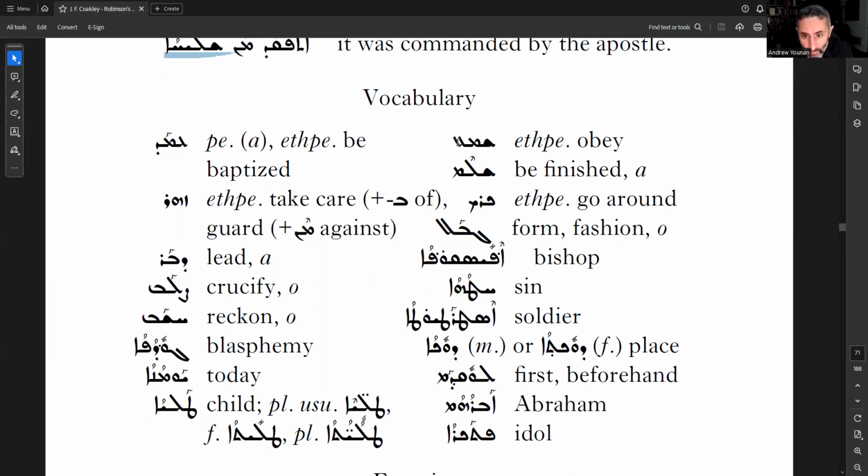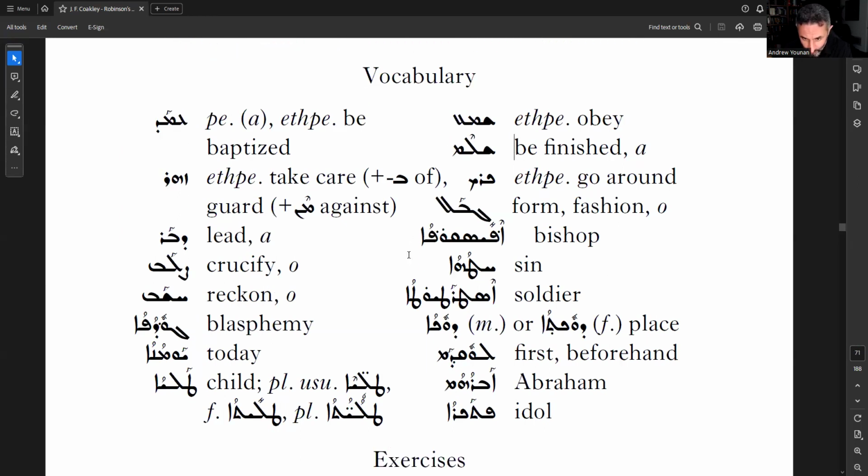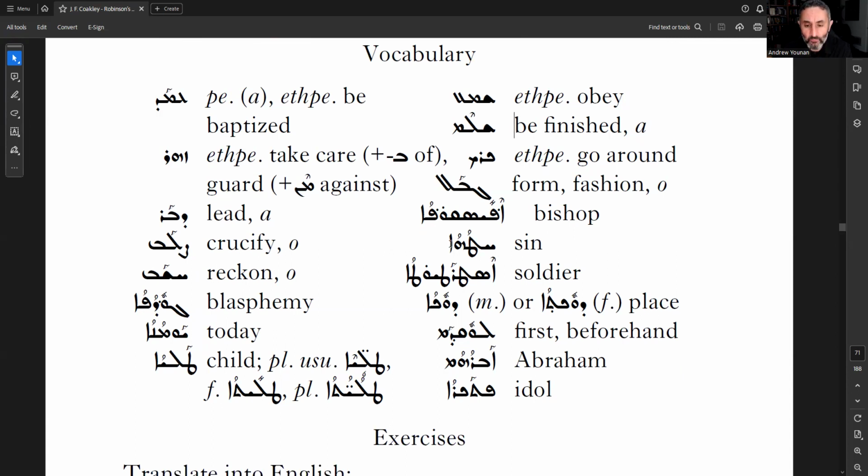Okay, vocab. Shma, sorry, shma means to hear. The ithpil, it means to obey. Shlim is to be finished. Krach, to go around. Gwal, to form or fashion. Episkopa is a Greek root, means bishop. Htaha, sin. Also, hatitha is another word for sin. Istratiyota, another Greek word, it means soldier. Duka or duktha means place. Luqdam means first, beforehand.